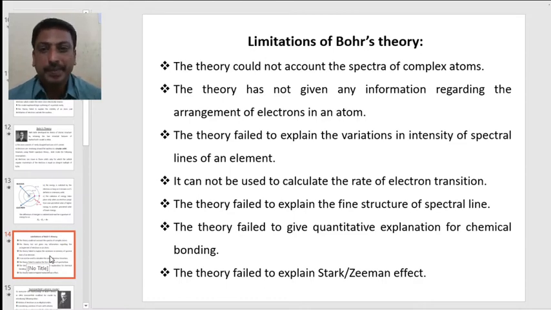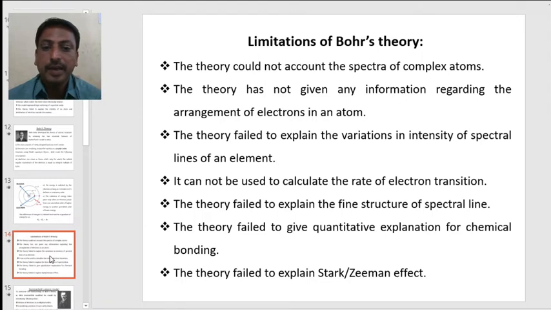But his theory has certain limitations, and they are: the theory could not account for the spectra of complex atoms, the theory has not given any information regarding the arrangement of electrons in an atom, the theory also failed to explain the variation in the intensities of the spectral lines of an element, the theory cannot be used to calculate the rate of electron transitions, and the theory failed to explain the fine structure of the spectral line. Fine structure means that when each line is viewed with a high resolution spectrometer, it is found to consist of a group of lines. Hence it is known as fine structure, and it is also known as a satellite.